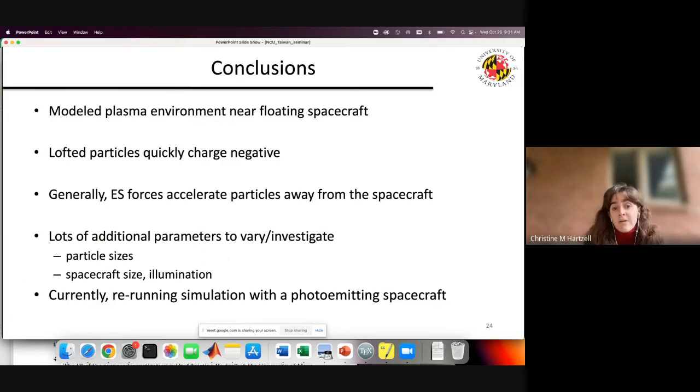So we have modeled the plasma environment near a floating spacecraft, and we see that lofted particles very quickly charge negatively. We also see that the electrostatic forces tend to accelerate the particles away from the spacecraft, although this could change when we start including a photo-emitting spacecraft in the simulation. And that's the part of the project that we're working on currently. So we hope to get this work out in the next year once we include photo emission on our spacecraft.